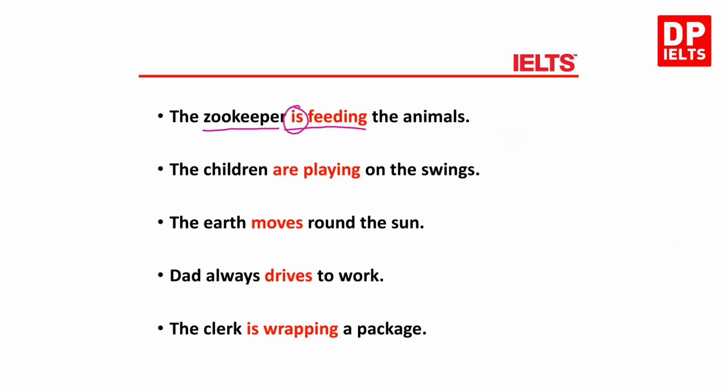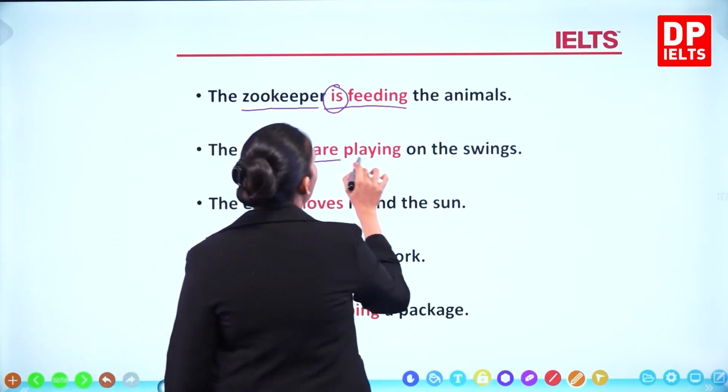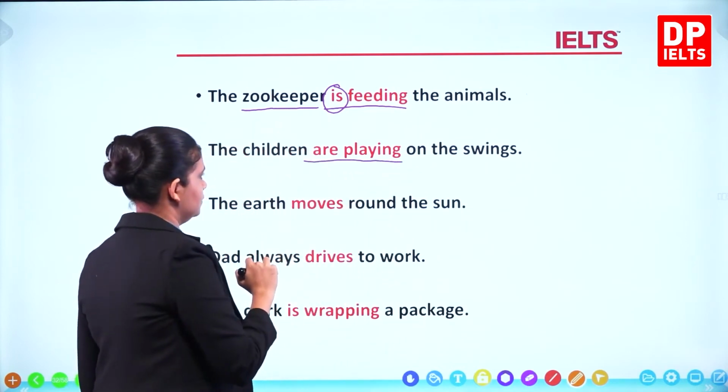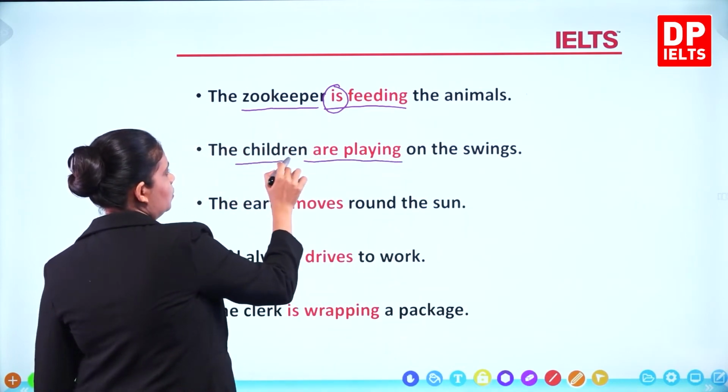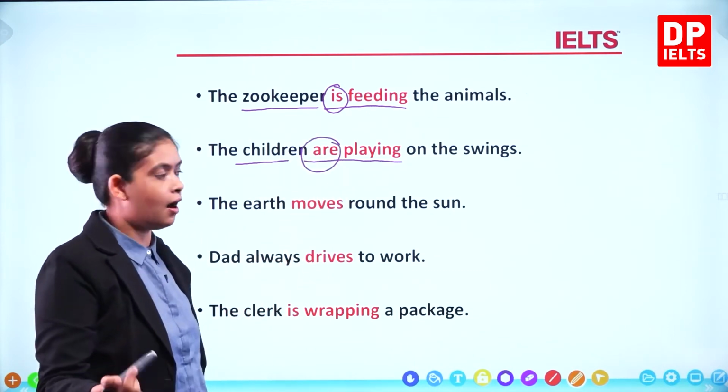Zookeeper singular subject plus is plus the verb plus ing. இந்த ஃபார்மட் present continuous-ல நீங்க படிச்சிருக்கீங்க. அதே போன்று subject plural-ஆக இருந்தால் plural subject plus are plus verb plus ing, right? So எப்பவுமே சப்ஜெக்ட்க்கு பொருத்தமான verb இருக்க வேணும். Singular subject என்று சொன்னா singular verb. Zookeeper is feeding. The children are playing on the swing. Children is plural, therefore we use the word are.